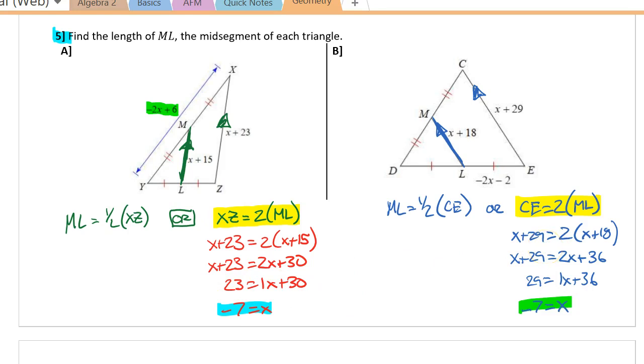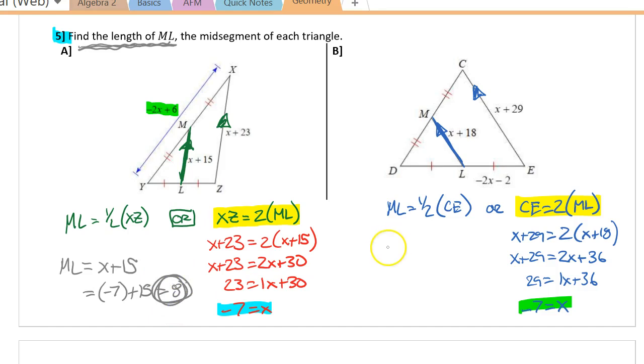I would like to make note that we need to go ahead and find the length of ML. We actually need to find the length of the midsegment in both of these problems. So I'm simply going to take this value of X and substitute it back into my expression for ML. So here then, ML is equal to X plus 15, or negative 7 plus 15, which equals 8. So ML is equal to 8, a midsegment.